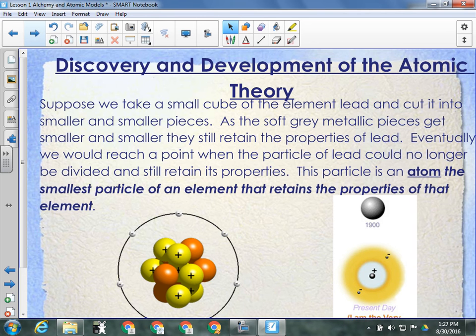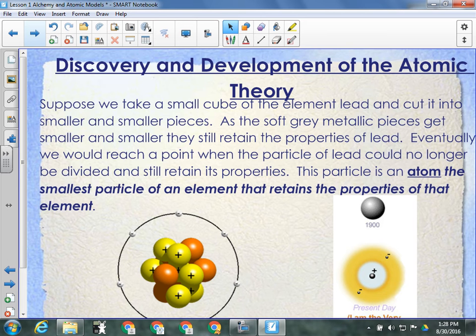The idea of the atom. You can see here at the bottom of the text that I have a sentence that is bold-faced and italicized. It's important. It's basically the definition of an atom. What's an atom? An atom is the smallest particle of an element that still retains the properties of that material. So the example here is if I had a chunk of lead and a really sharp cutting apparatus that I could keep cutting this chunk smaller and smaller. All those small pieces, no matter how small I cut them, would still be lead.